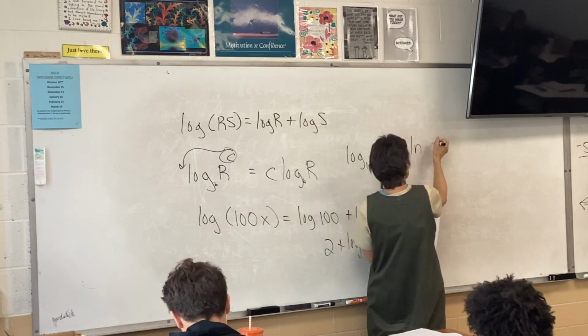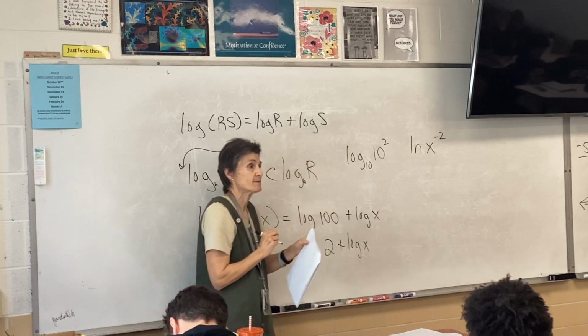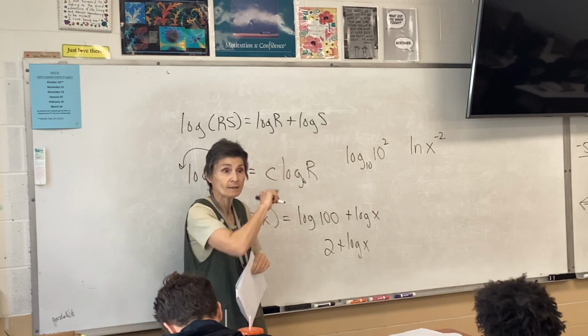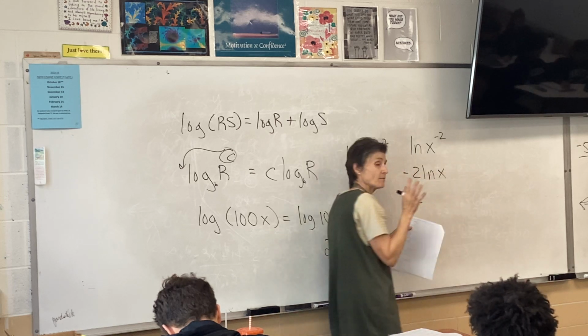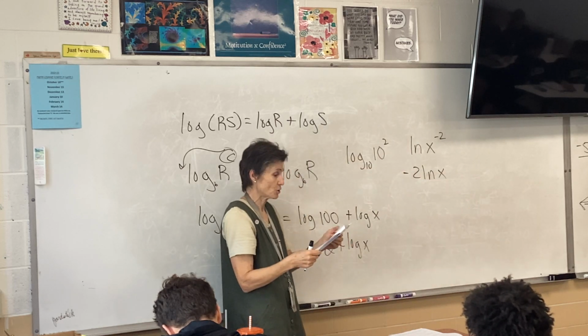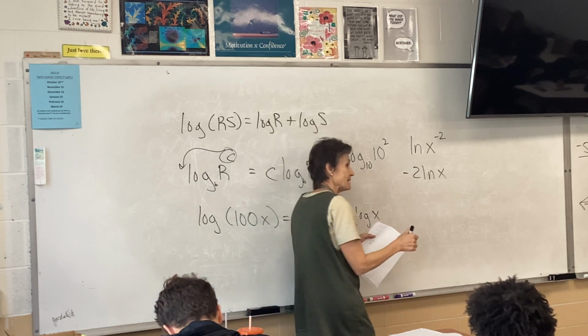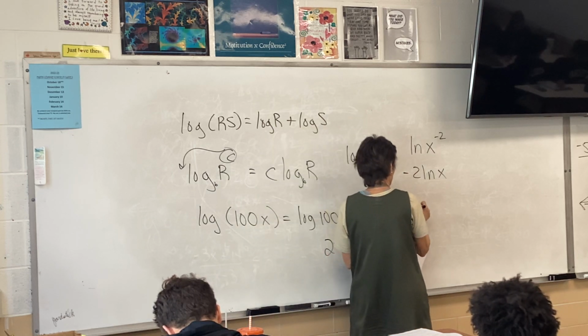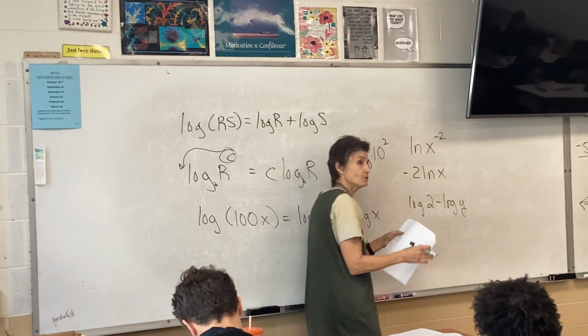Now all you're doing is expanding, so what's the expansion for that one? Ln x to the negative second would be, Lucy? Negative 2 ln x. Beautiful. And there's nothing else to do with that, that's just it. How about C? Log 2 minus log y, nothing else to do with that one.